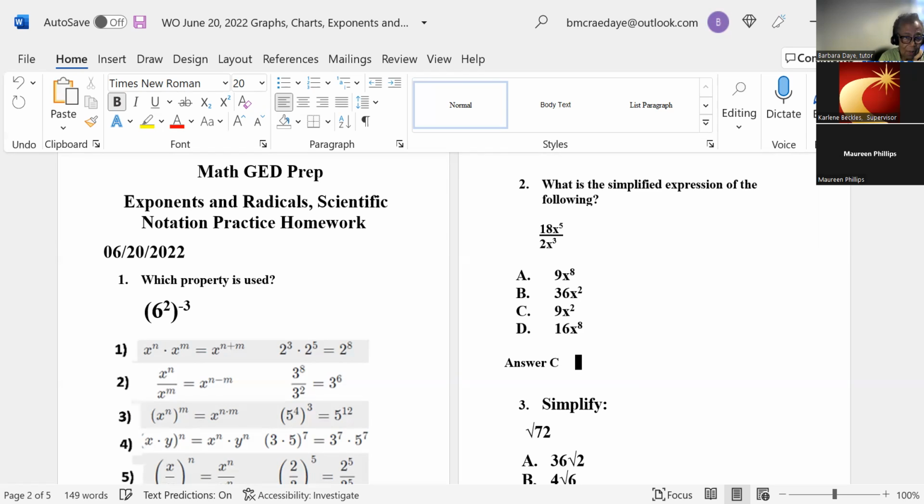Answer C. Okay, so I'll write what you said. You divided 18 by 2 and subtracted 3 from 5.